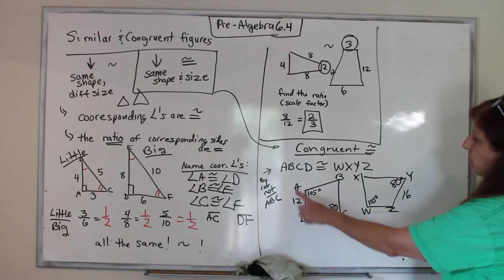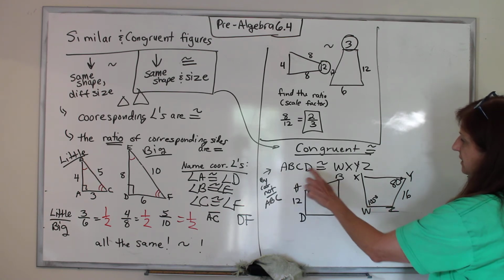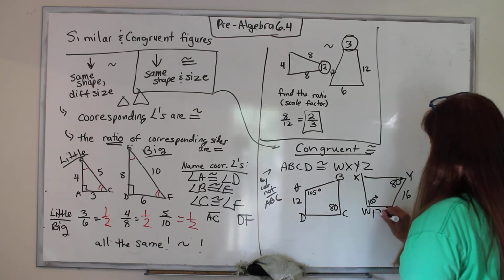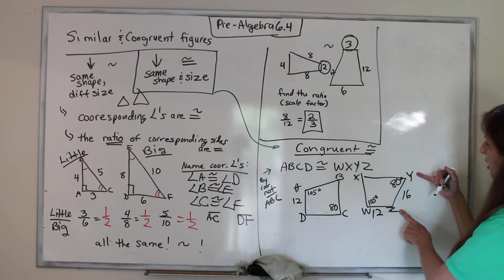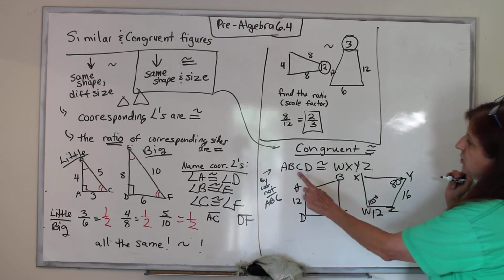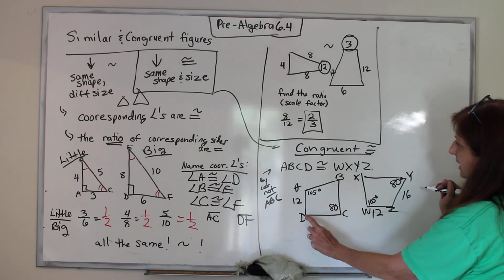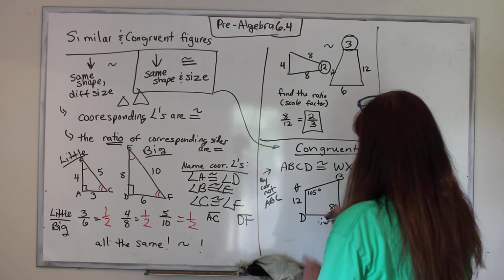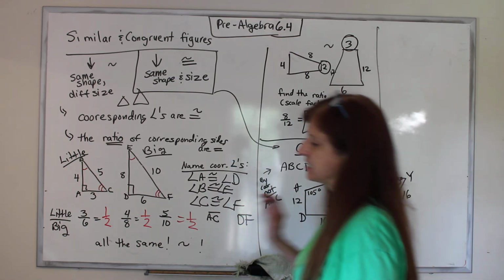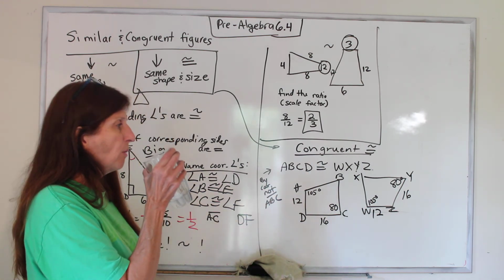Over here, between A and D is 12. A and D are on the ends. So I know between W and Z is also 12. Here, I know between Y and Z is 16. Y and Z are the last two. C and D are the last two. So I know CD is also 16. It doesn't matter how it looks. What they gave us, telling us that those are congruent, lets us know which ones match.